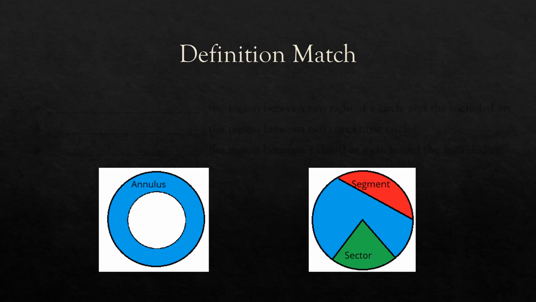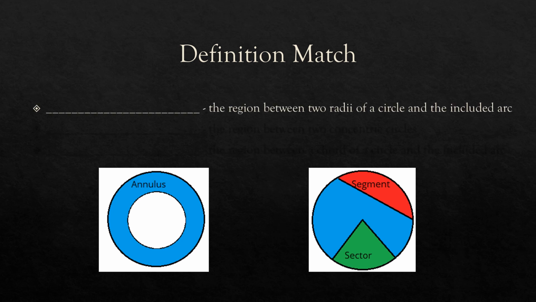First, let's match some definitions. Looking at the pictures, which one is the region between two radii of a circle and the included arc? The annulus looks like the entire circle. The segment is not between two radii, so the sector is between two radii and the included arc.